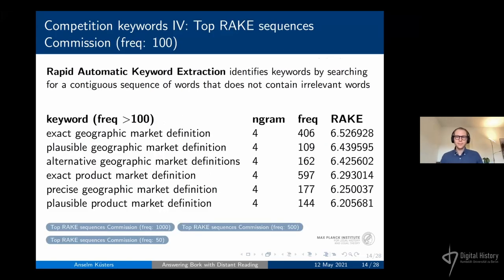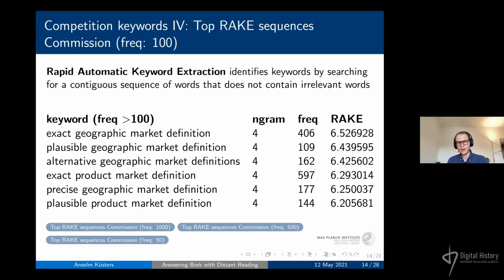So the final part of this keyword extraction is calculating Rapid Automatic Keyword Extraction, RAKE for short, sequences. This is an algorithm that looks for contiguous sequences of words that do not contain irrelevant words, so something we would usually term a stop word is excluded here. Instead, the algorithm looks at sequences of words that are completely meaningful. And interestingly here, in our case, it only finds concepts that deal with market definition. So this plays into the hand of a literature that argues that nowadays market definition is the crucial feature of competition law, because the way you define the market is already telling you a lot about the outcome of the case.